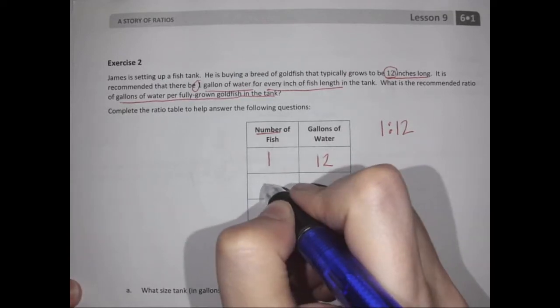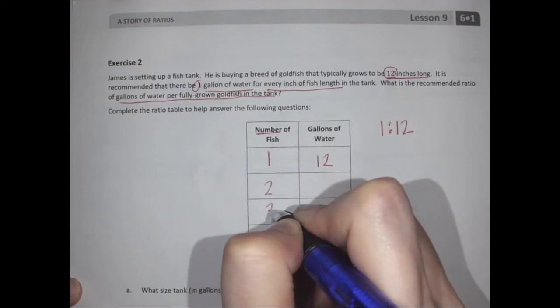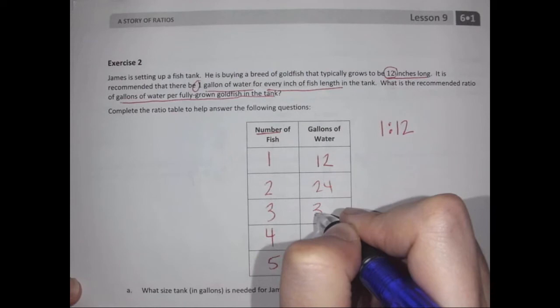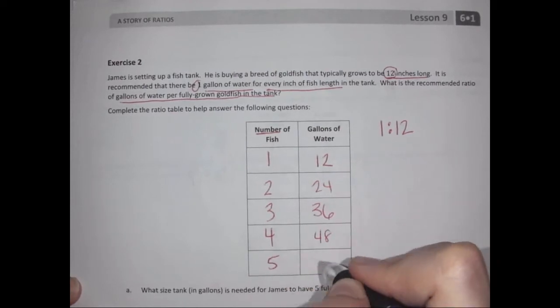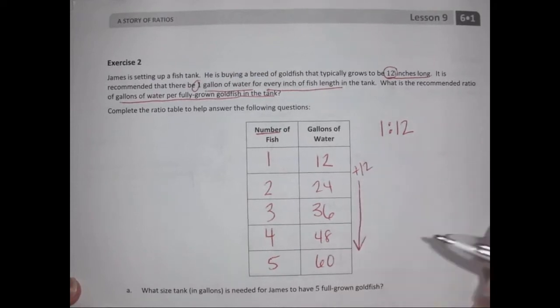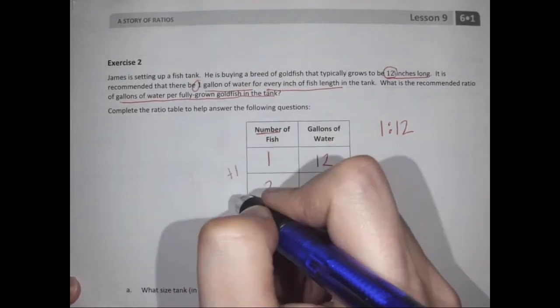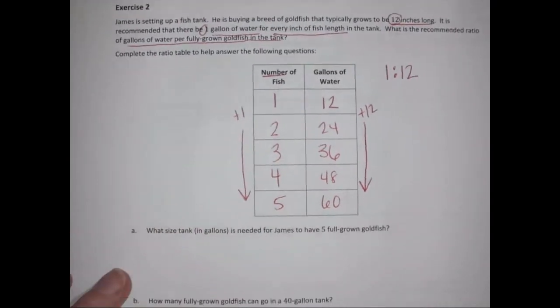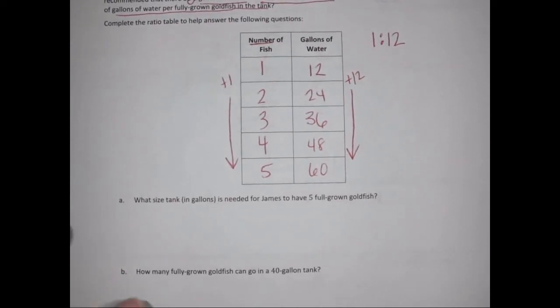Okay, so I'm going to fill it out as well. You can erase the board. Okay, so Adriana said we added 12 down this side, and on this side we added 1 at a time. We add down the chart, down the table. Let's look at part A. What size tank in gallons is needed for James to have 5 full-grown fish, Kalia?